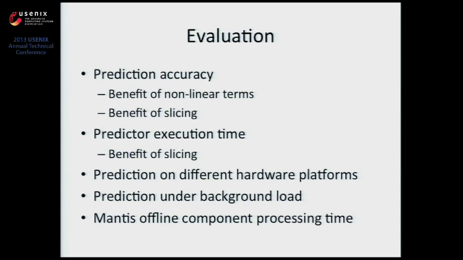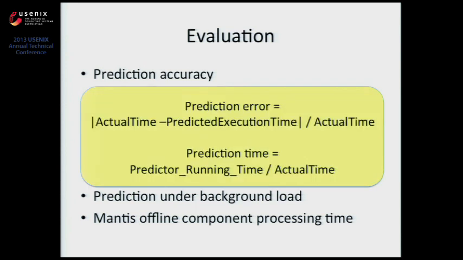We evaluate Mantis in terms of prediction accuracy and predictor execution time. We measure prediction accuracy by computing prediction error. It's the mean of the absolute value of the difference between actual and predicted execution time divided by actual time. Prediction time is computed by the mean of predictor running time divided by actual original program running time.